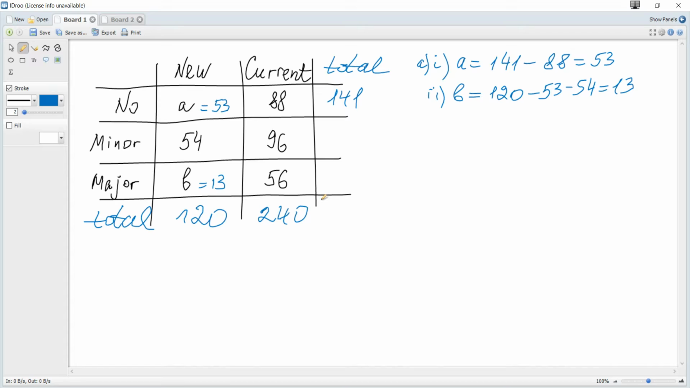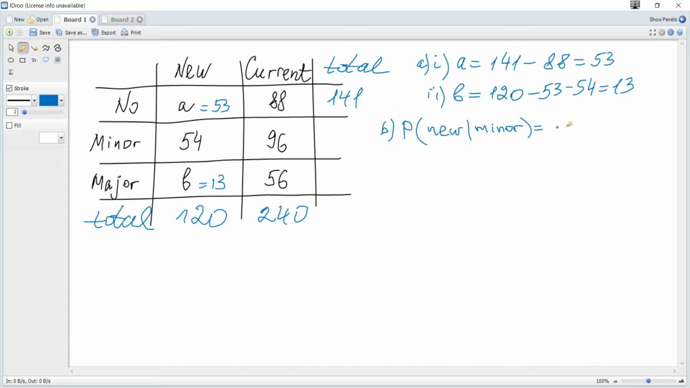The next. One of the components from the trial is selected at random. Question B. Given that this component had minor cracks, find the probability that it was produced by the new technique, 2 marks. And you remember, if you meet a given, it's about conditional probability, and we need to write the question correctly. So we need the probability it was produced by the new technique. So we need probability of new, given minor.